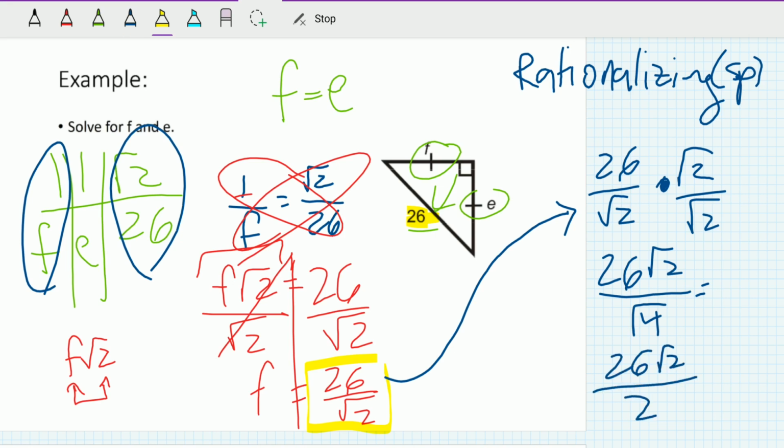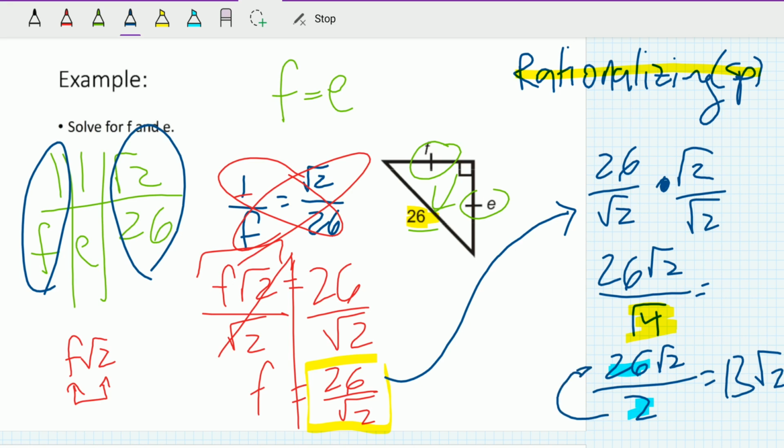Technically, if you're doing the rationalizing step, this should always happen. You should always get a perfect square root in the denominator, you know, square root 4, square root 9, square root 16. It should always be a perfect square root. And so then we can keep going. Now look at this here. We can technically divide these two numbers because both of them are outside the square root. And so we do 26 divided by 2, which is 13. Oops, sorry about that. That's 13, and then square root 2.